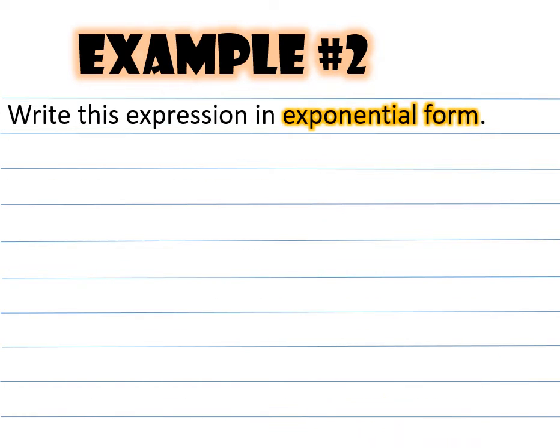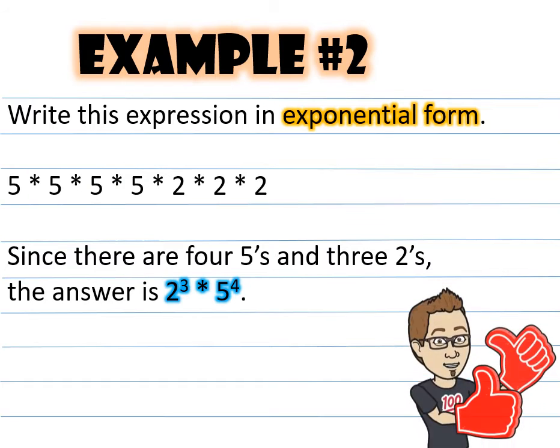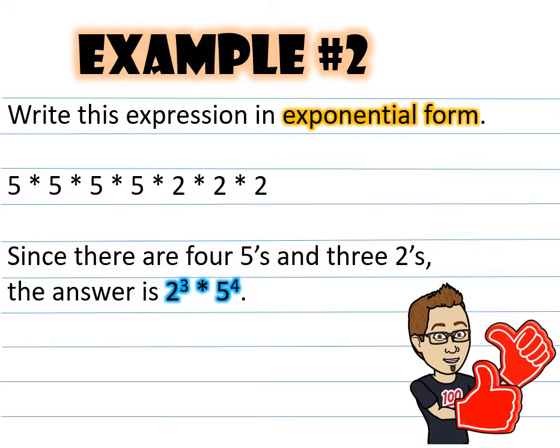Example number 2. Write this expression in exponential form. 5 times 5 times 5 times 5 times 2 times 2 times 2. Since there are 4 5s and 3 2s, the answer is 2 to the 3rd power times 5 to the 4th power. Once again, you don't need to solve it and put it into standard form if they don't ask you to. Two thumbs up.